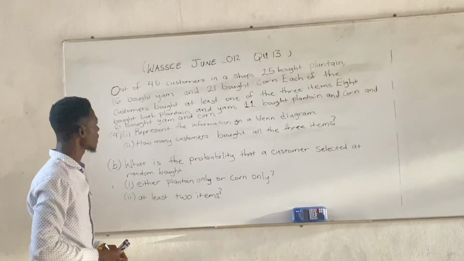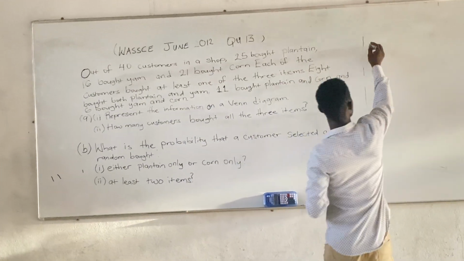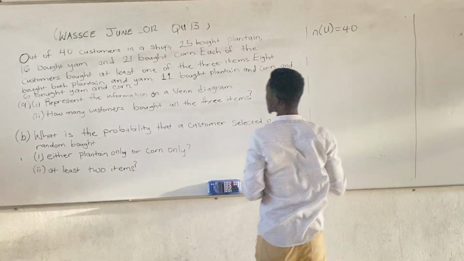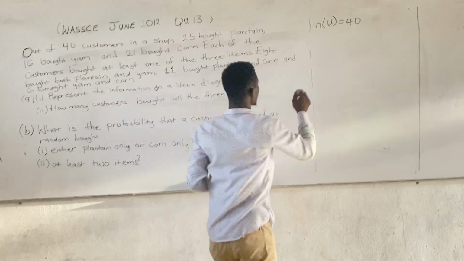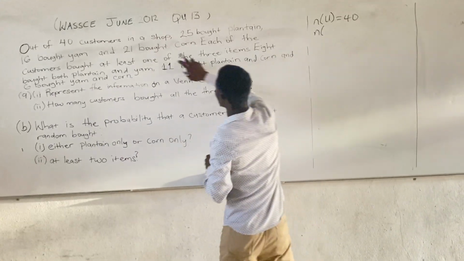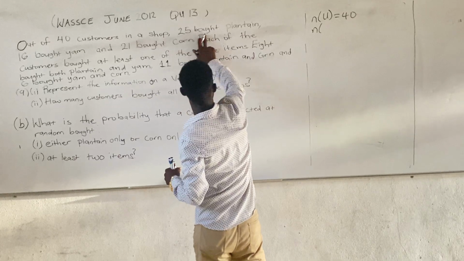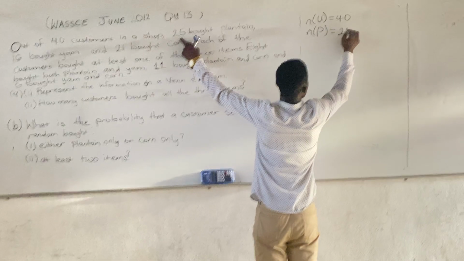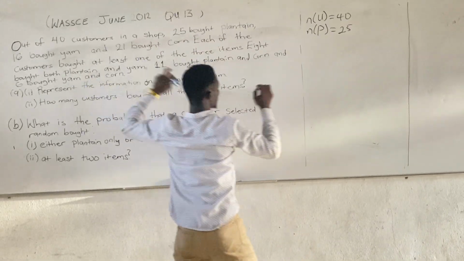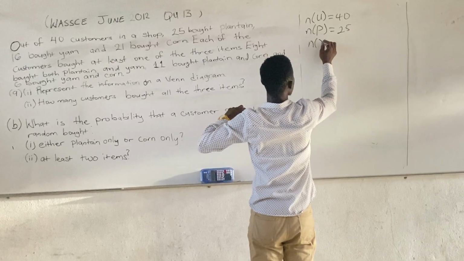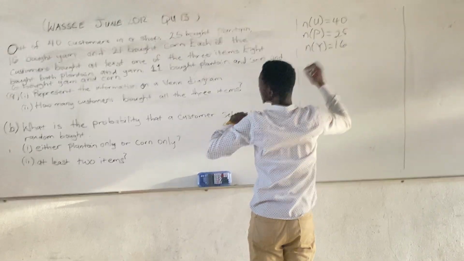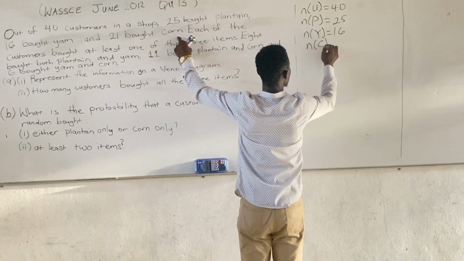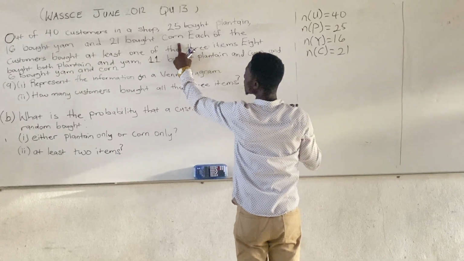WAEC June 2012 question 13. It says out of 40 customers, that is our universal set, the number of U is 40. 25 bought plantain. Number of customers that bought plantain is 25. 16 bought yam. Number of customers that bought yam equals 16. 21 bought corn. Number of customers that bought corn equals 21.